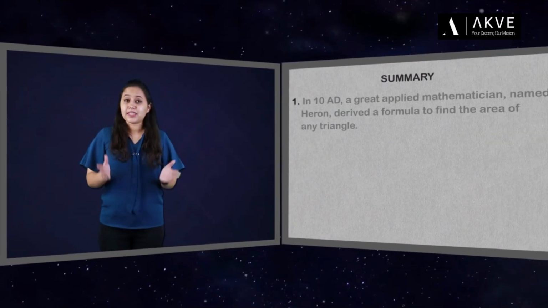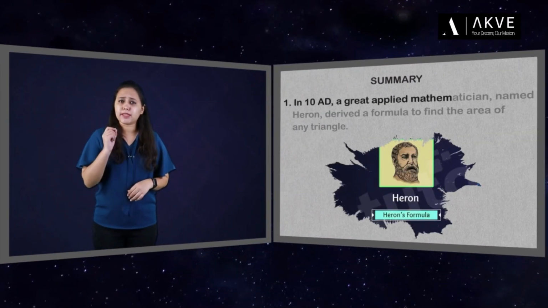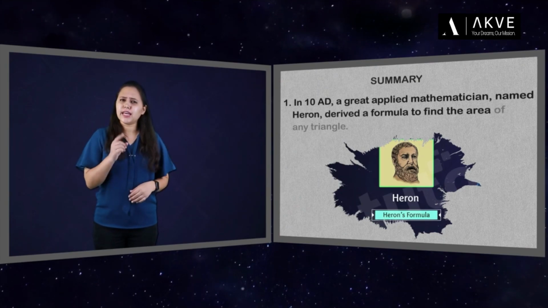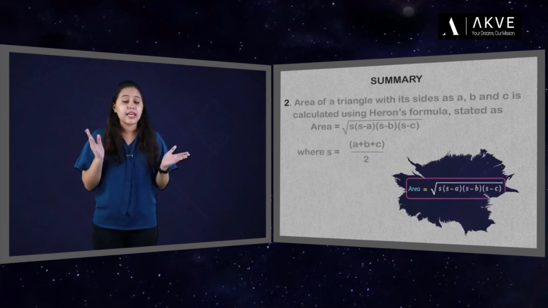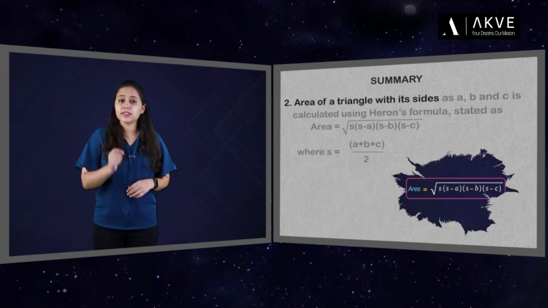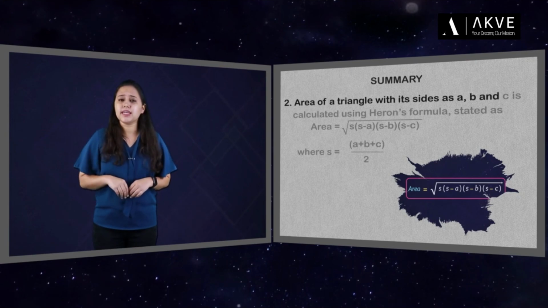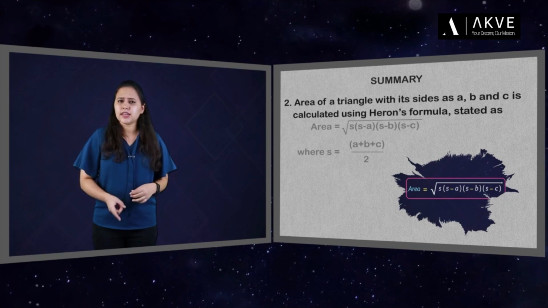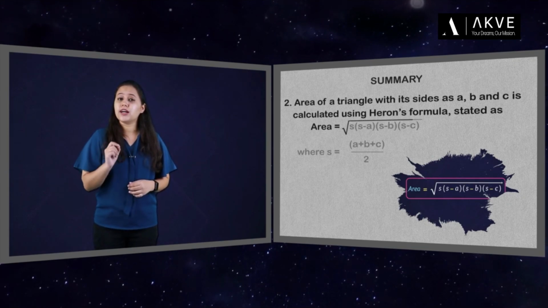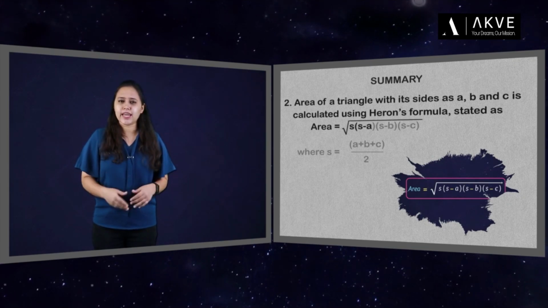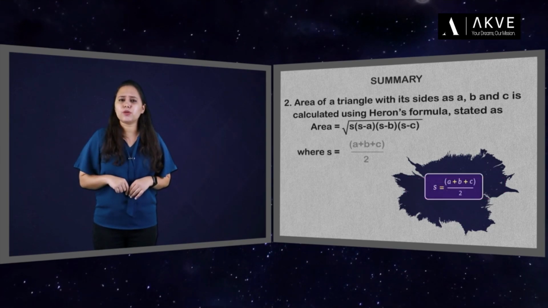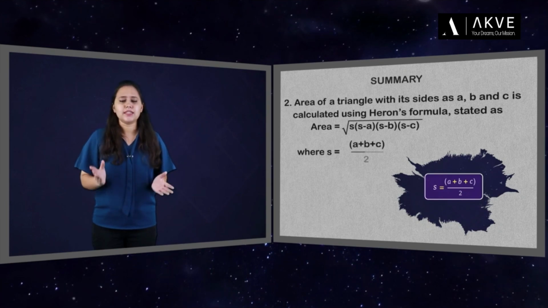Now, let's do a quick recap. In 10 AD, a great applied mathematician named Heron derived a formula to find the area of any triangle. The area of a triangle with its sides as A, B and C is calculated using Heron's formula, stated as area is equal to under root S into S minus A into S minus B into S minus C, where S is equal to A plus B plus C divided by 2.